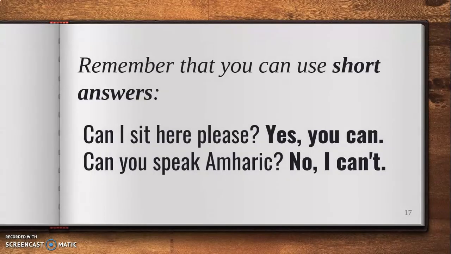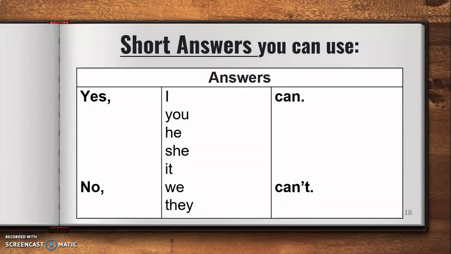So always remember that when you come up with questions, you use short forms. Can I sit here please? So you may say yes you can, or no you can't. Can I speak Amharic? You can say no I can't, or yes I can. Let's see some answers for the previous examples.